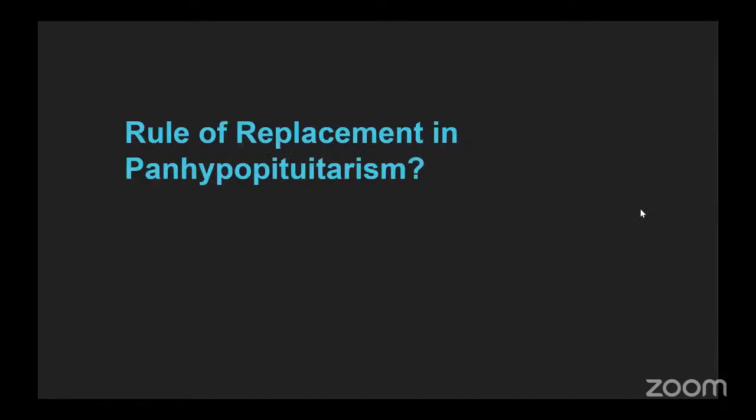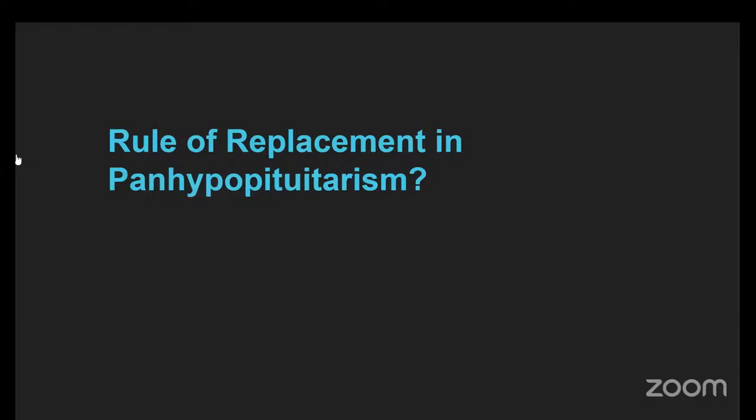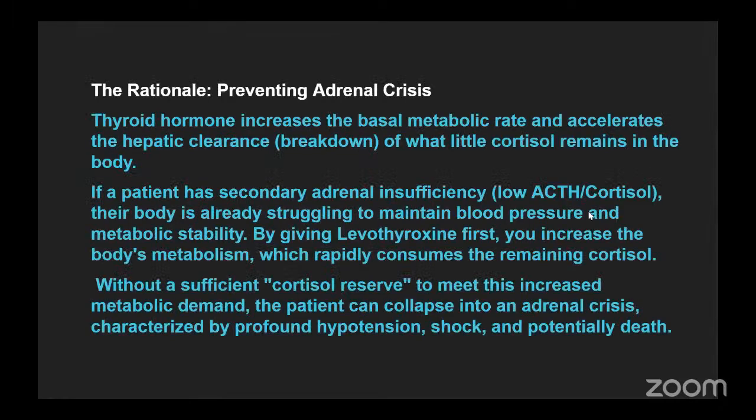What is the rule of replacement in panhypopituitarism? Can somebody quickly mention? Hydrocortisone injection. Yes, injection hydrocortisone we give. So the rule of replacement in panhypopituitarism is always, always, always replace the cortisol before the other hormones, especially before the thyroid hormones, even if thyroid is also decreased.